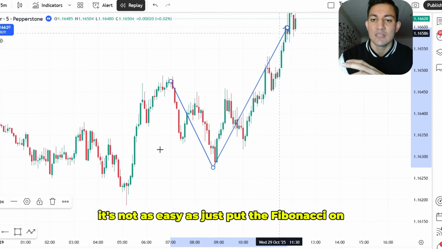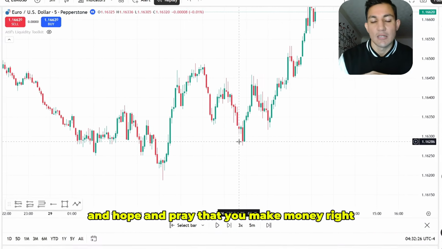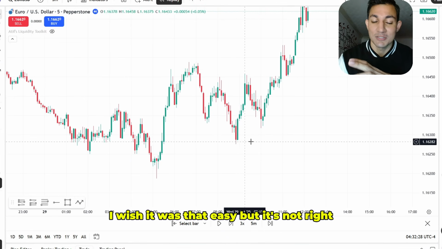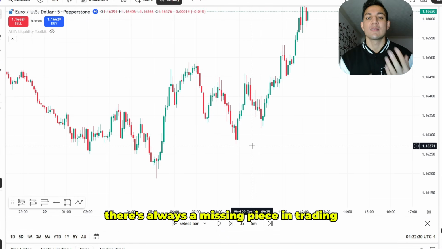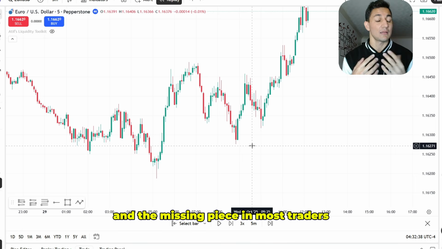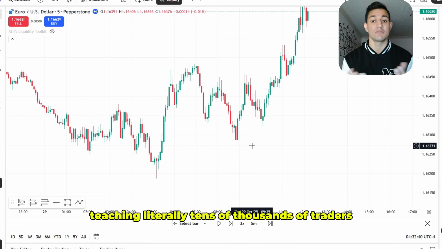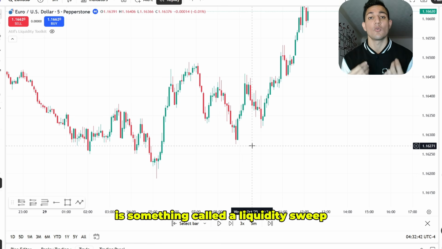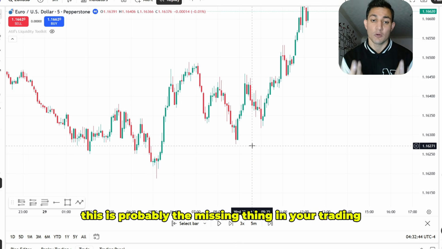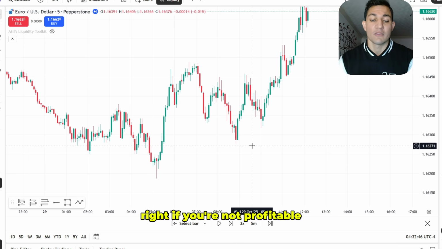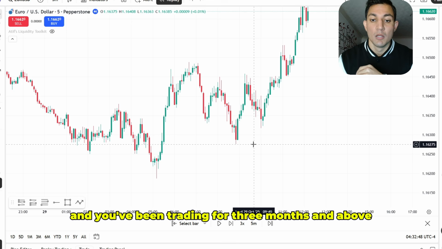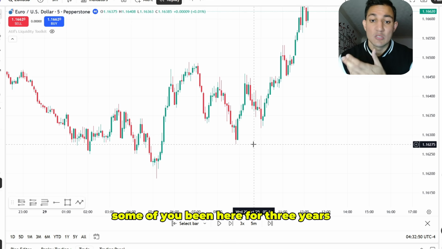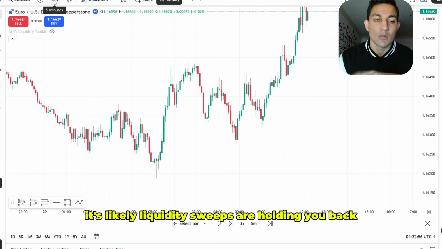However, it's not as easy as just put the Fibonacci on and hope and pray that you make money, right? I wish it was that easy, but it's not, right? There's always a missing piece in trading, and the missing piece in most traders, at least in my experience, teaching literally tens of thousands of traders, is something called a liquidity sweep. This is probably the missing thing in your trading, right? If you're not profitable and you've been trading for 3 months and above, some of you have been here for 3 years, it's likely liquidity sweeps are holding you back.